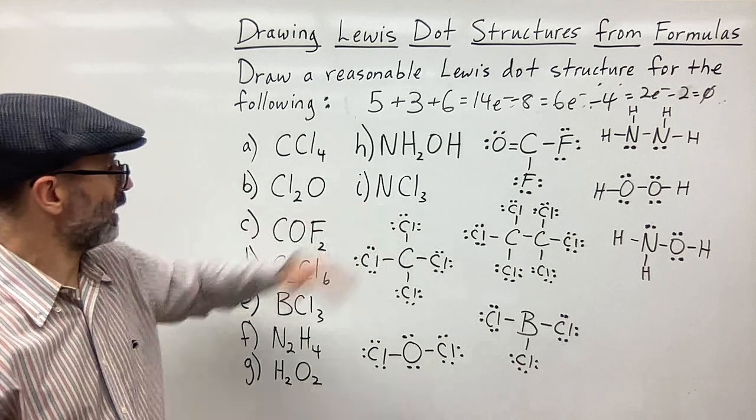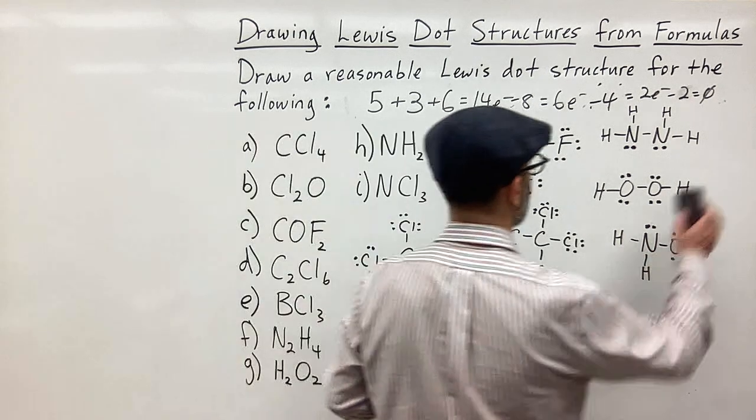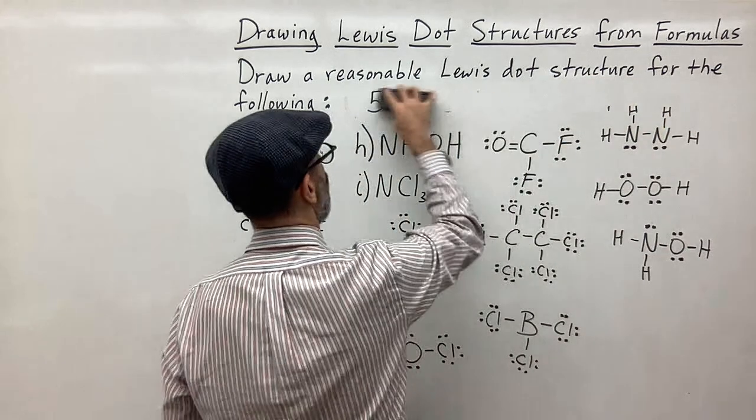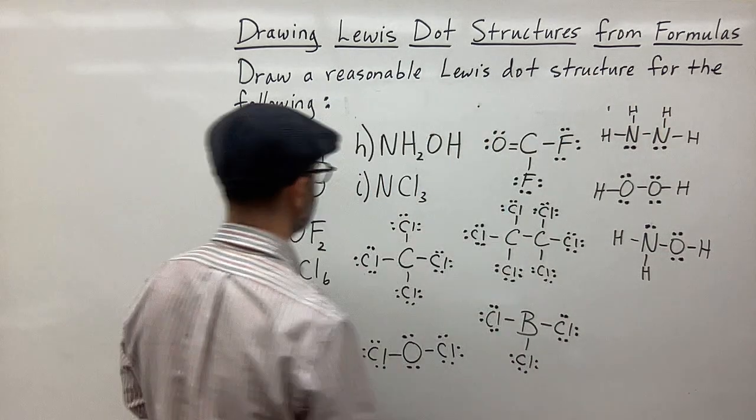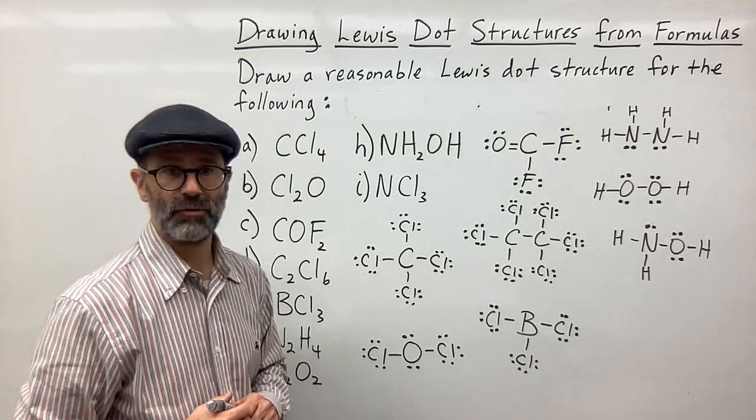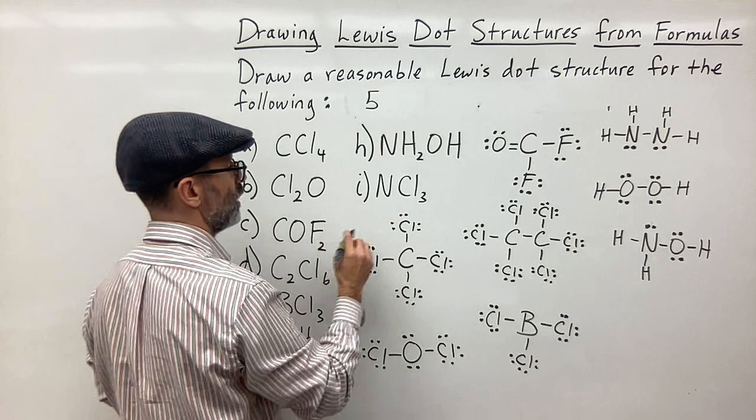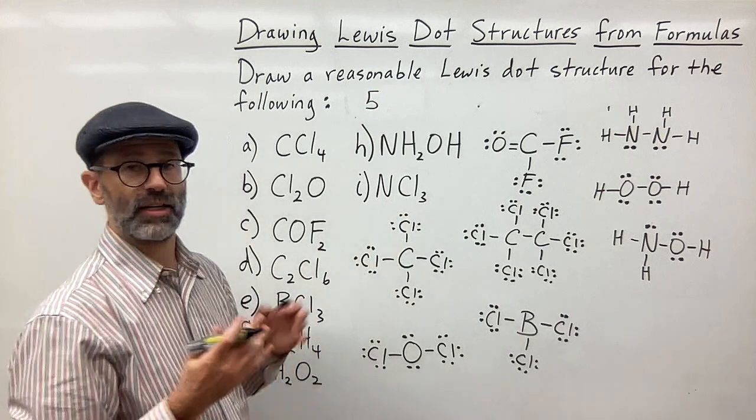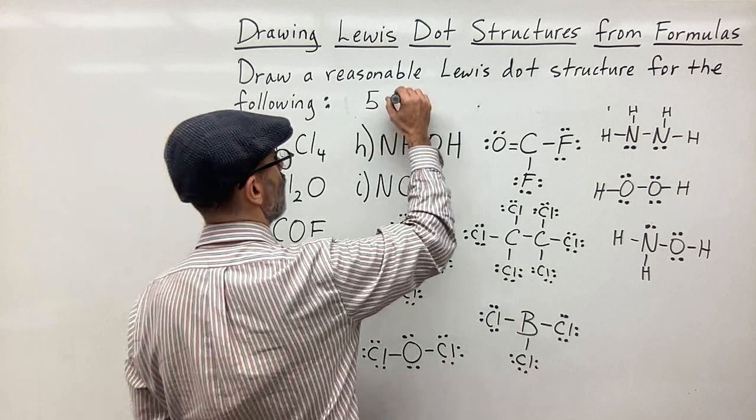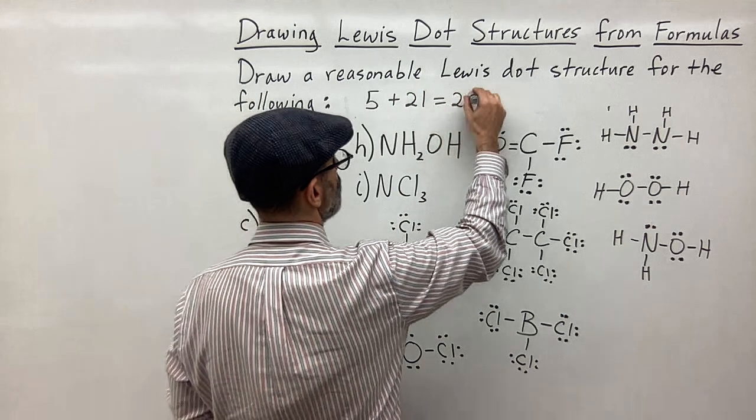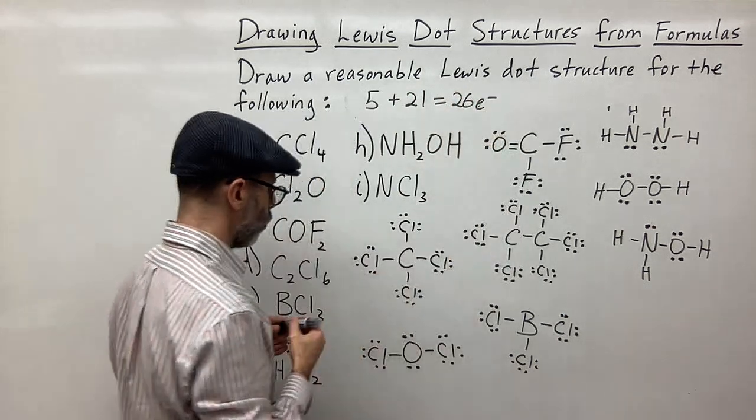And then finally, NCl3. So really quickly, I'm going to sum up the number of electrons. We have nitrogen is in group 5, 5 valence electrons. Chlorine is in group 7. I have 3 chlorines. That's 3 times 7, so plus 21. And that's going to be 26 valence electrons total.